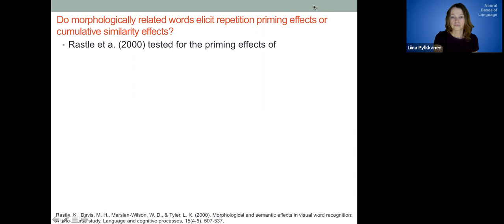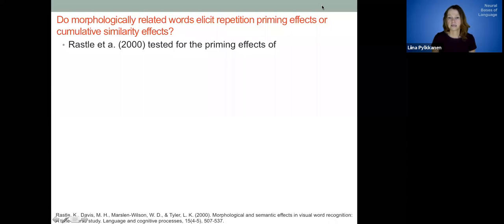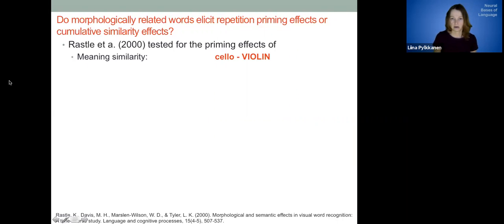So this group tested the priming effects elicited in lots of different situations. So in one case, we have the kind of doctor-nurse case. Here the example is cello, violin. So this would be meaning similarity. These are two musical instruments.